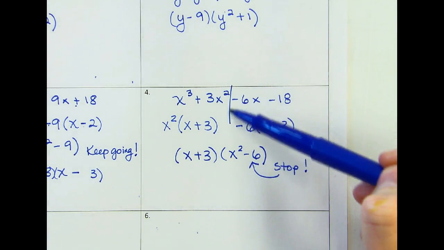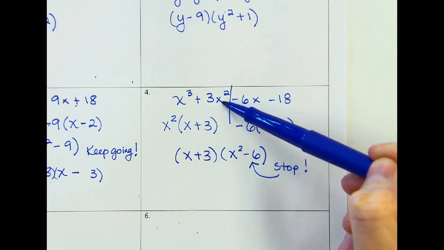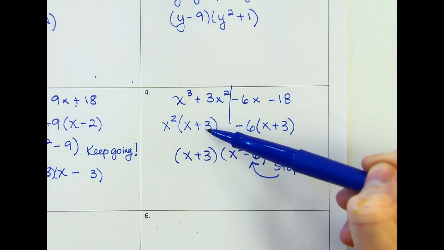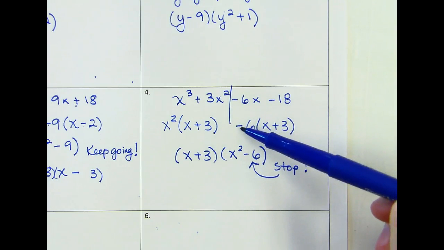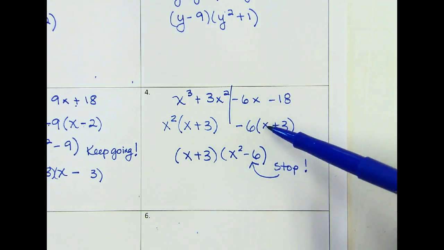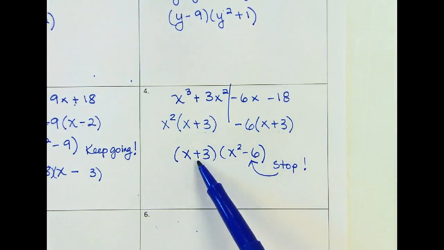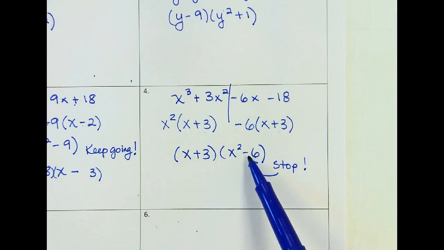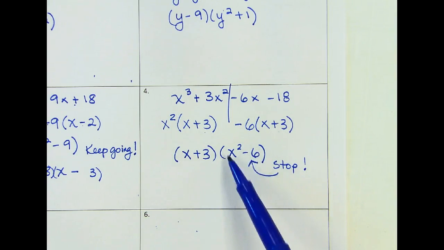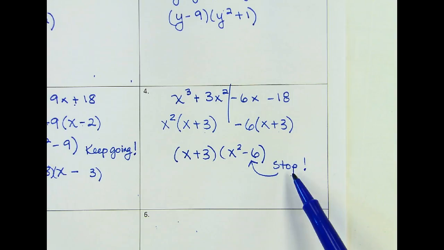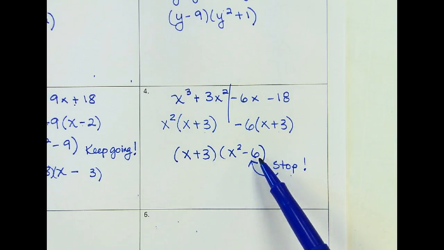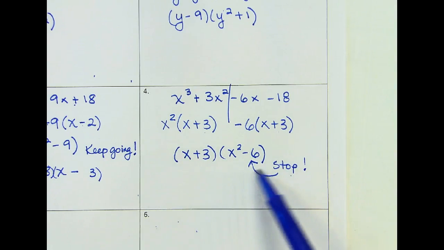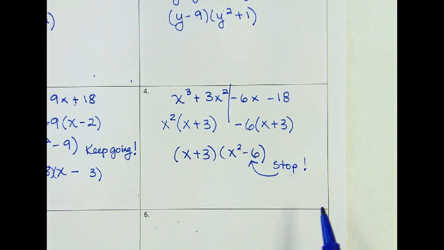Okay, I split it right down the middle. I factored out an x squared. I got x squared times x plus 3. This was a negative, so I factored out a negative 6, and then I ended up getting an x plus 3. I brought my match out, my greatest common factor, and I wrote the leftovers down. Except this time I have the word stop here because I do have a difference, but 6 is not a perfect square. So that is the final answer for number 4.